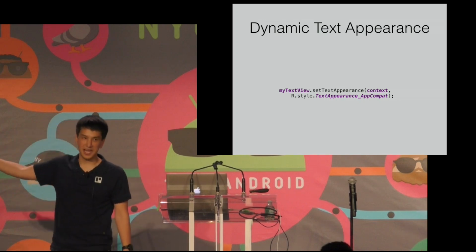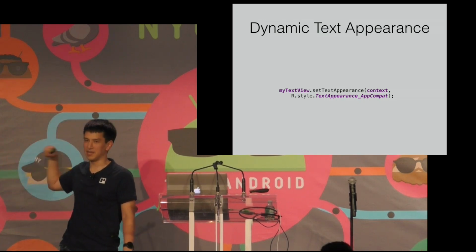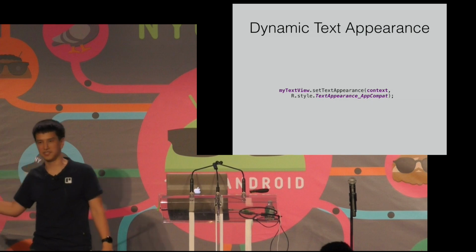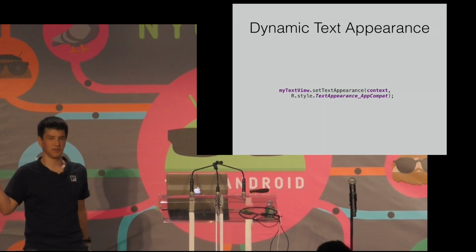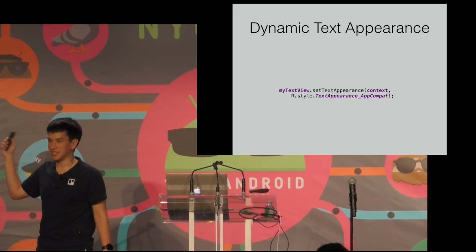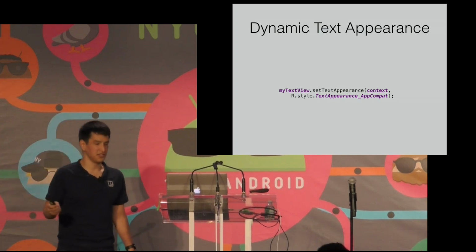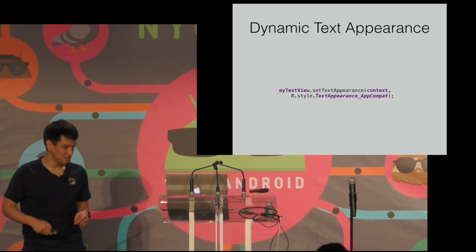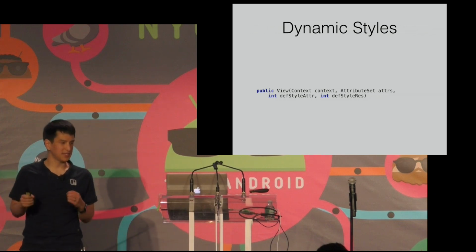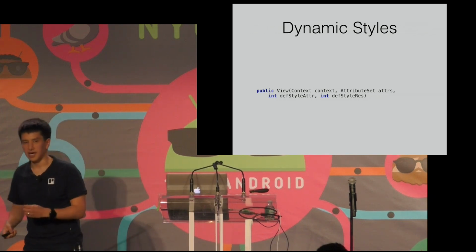But you can do a bunch of dynamic styles and themes in code if you want. I think that's kind of a little masochistic. But you can get a dynamic text appearance. This is the easiest of all of them, because you can just call setTextAppearance and your text changes. You can get dynamic styles in your code as well.